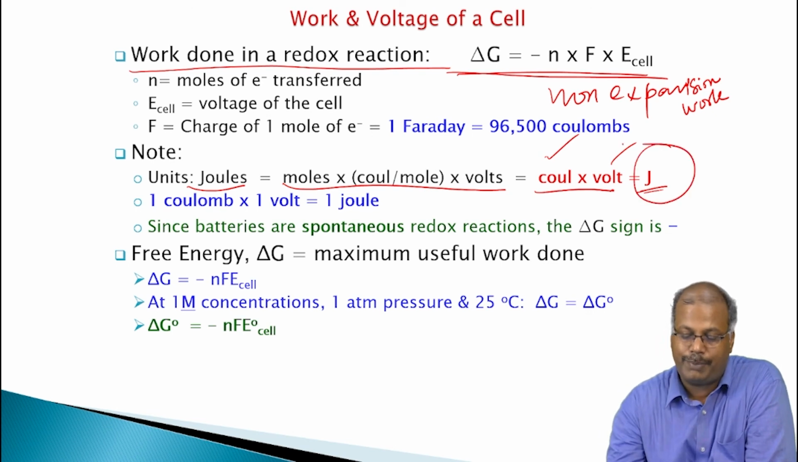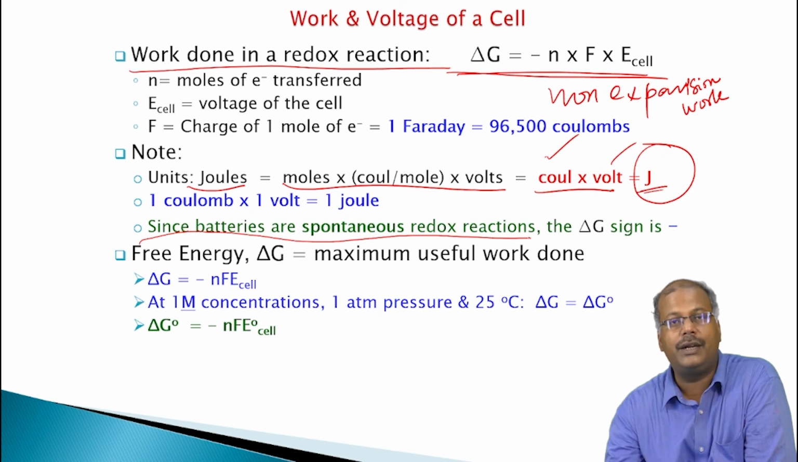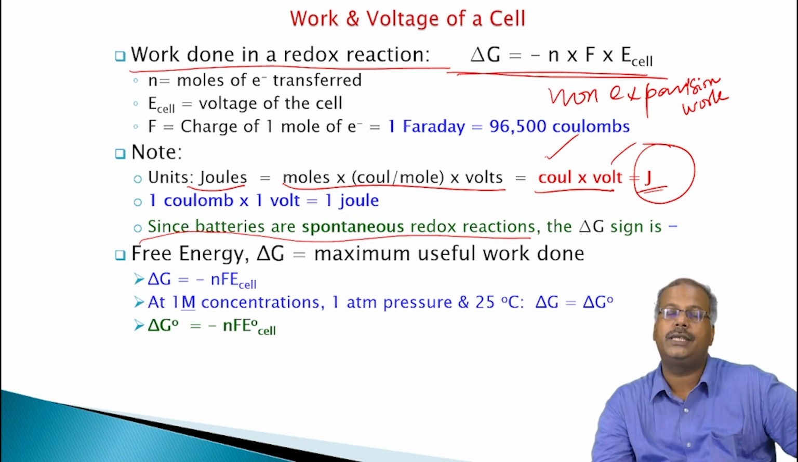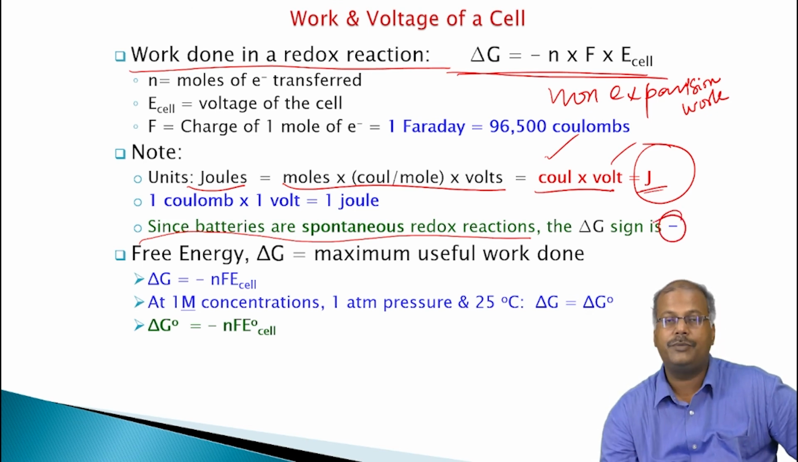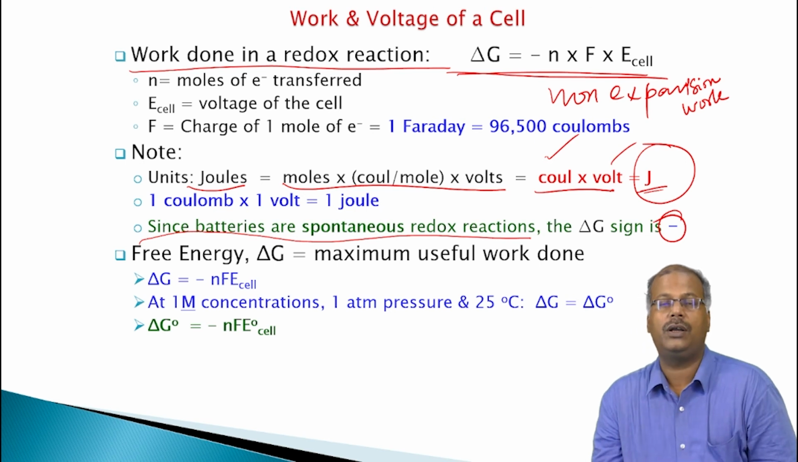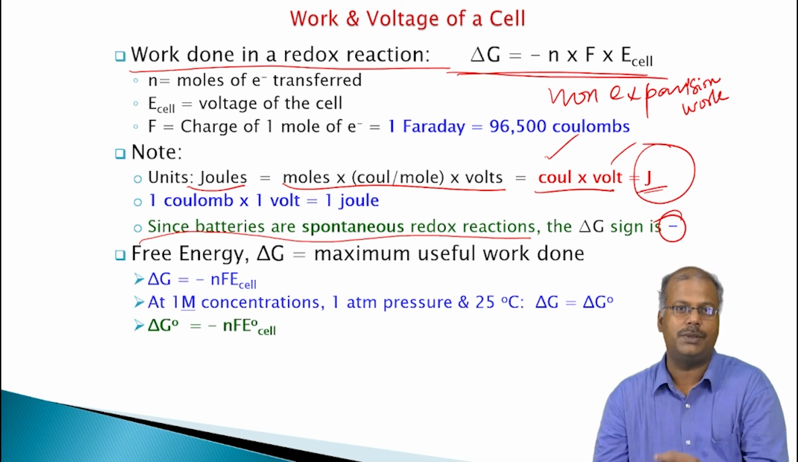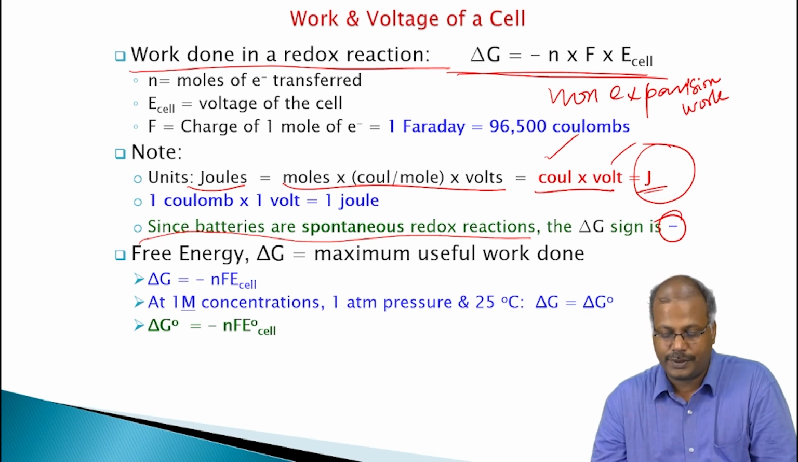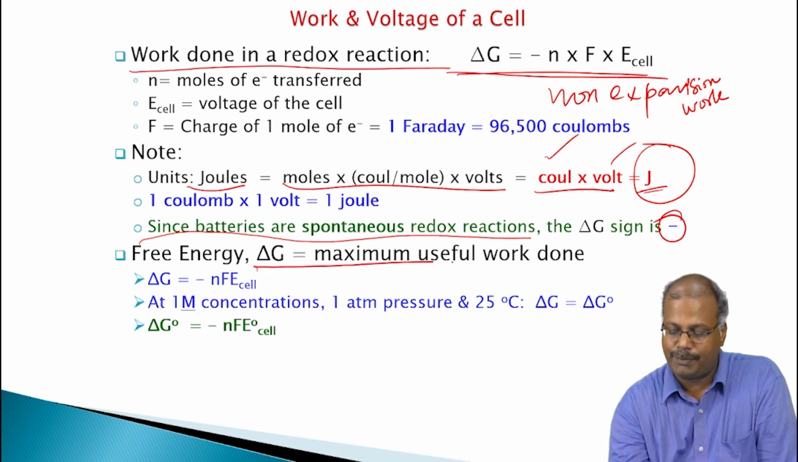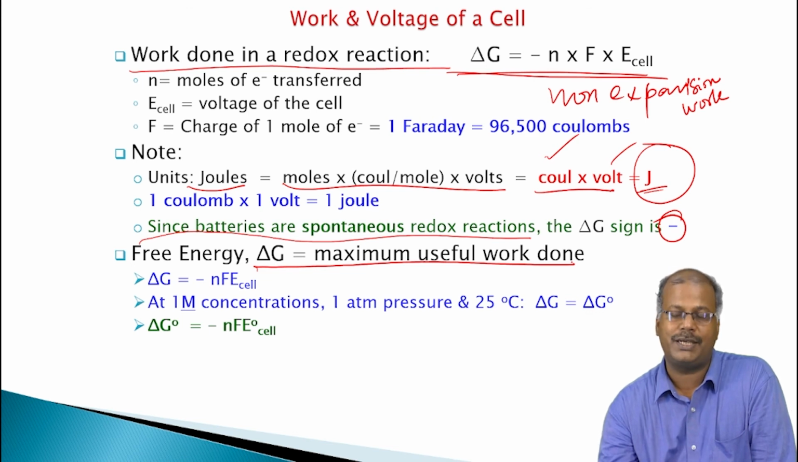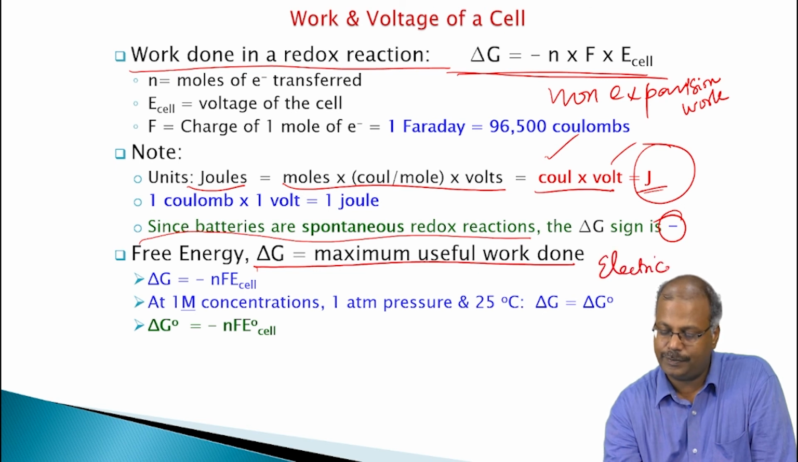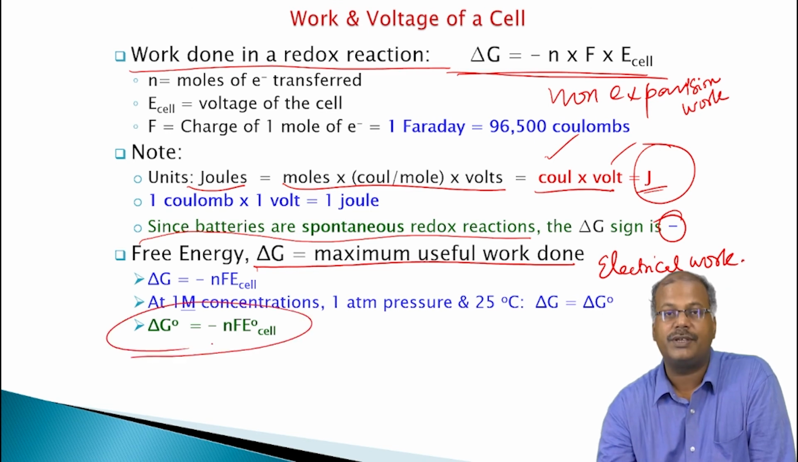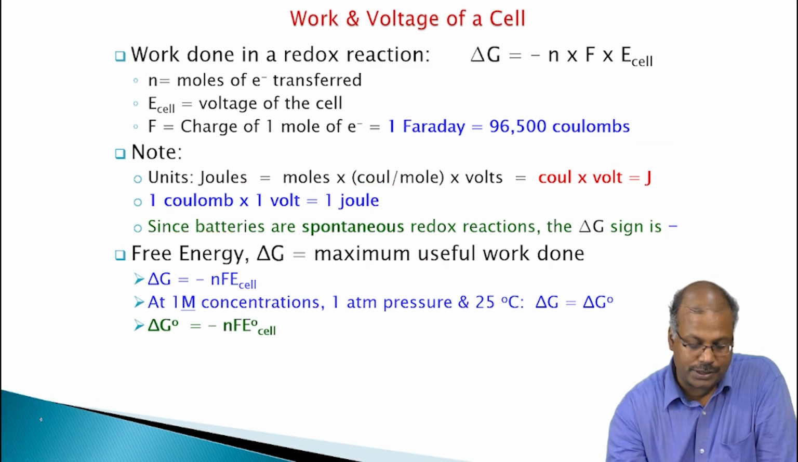Okay. So batteries or spontaneous redox reaction. I already told spontaneity is given by delta G condition. Delta G naught is negative. So the delta G sign is negative because the reactions are spontaneous, or another word to tell is the reactions are feasible. Feasibility means possible. Okay. And free energy, delta G is a maximum useful work done, non-expansion work. So this is electrical work here in the electrochemical cell. Okay. So delta G naught, you know all these things we have seen already. Okay. So this session is over.